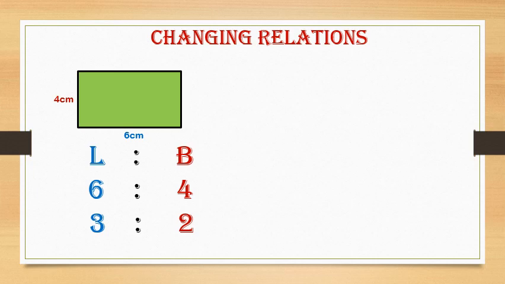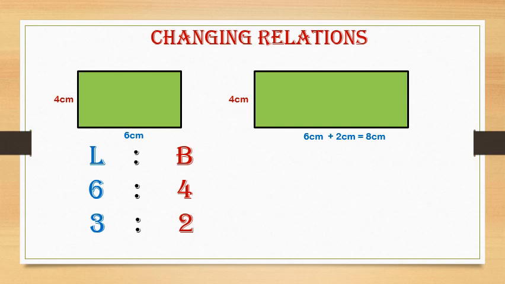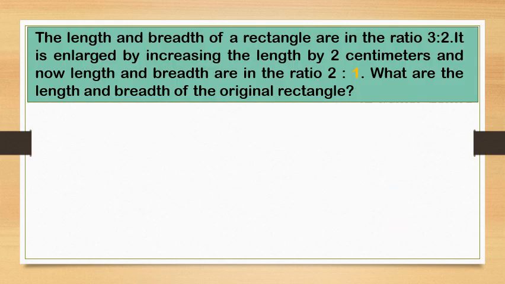Suppose we increase the length by 2 cm and enlarge the rectangle. Now length is 8 cm and breadth is 4 cm. Then what will be the ratio of length and breadth? Yes, here 4 is the common factor. When we simplify, we will get the ratio 2:1. Now we are going to learn the relation between these changing ratios. Let us see a question.